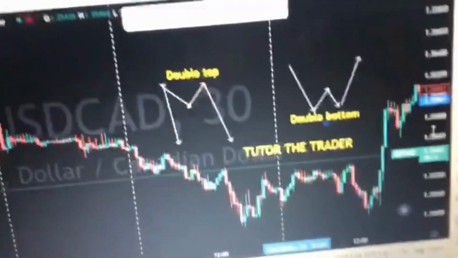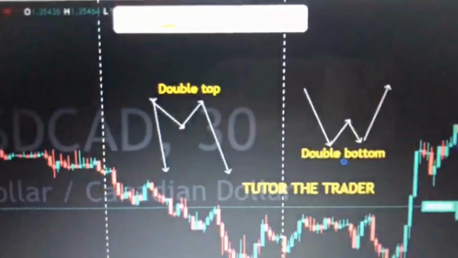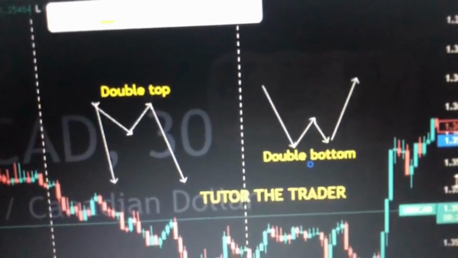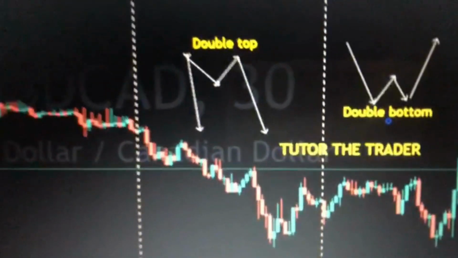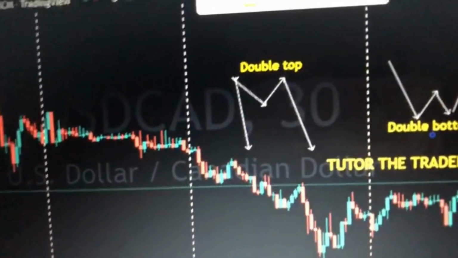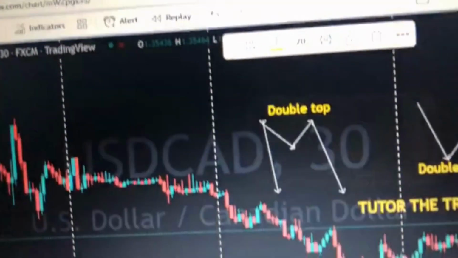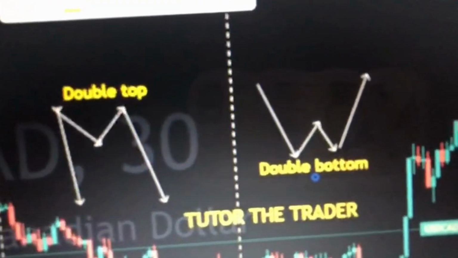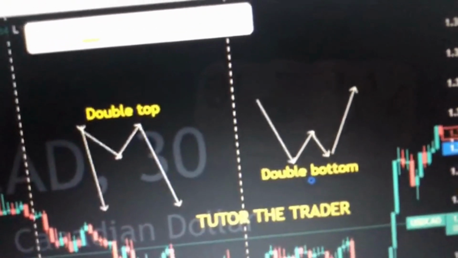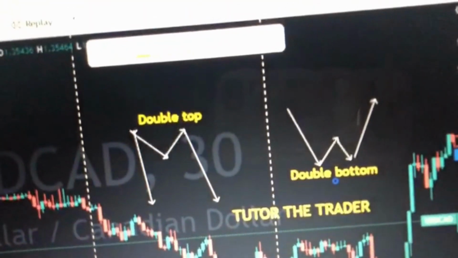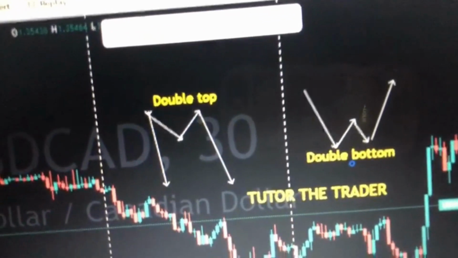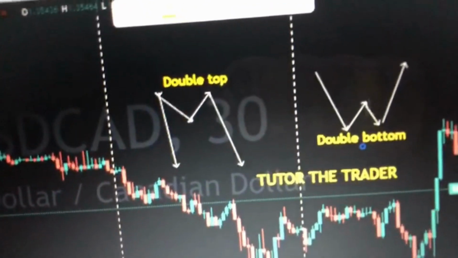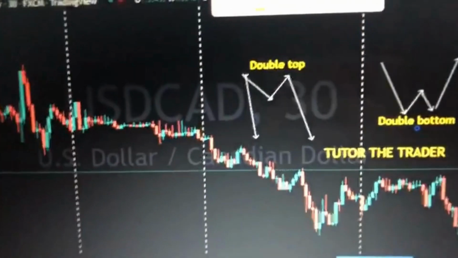In Forex, we identify this pattern as M pattern and this is W pattern. So this M pattern, we call it double top. Then while this W pattern, we call it double bottom. So I'm going to be explaining how I'm using this strategy to trade on a daily basis. So I call these highs of the day and lows of the day.